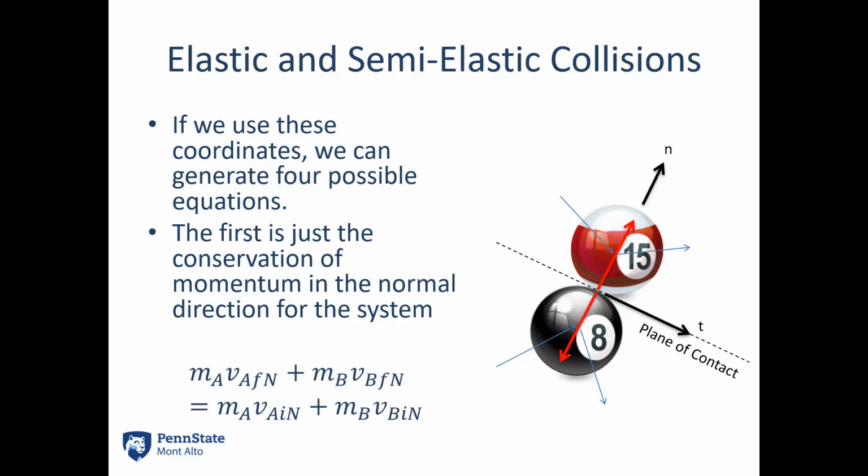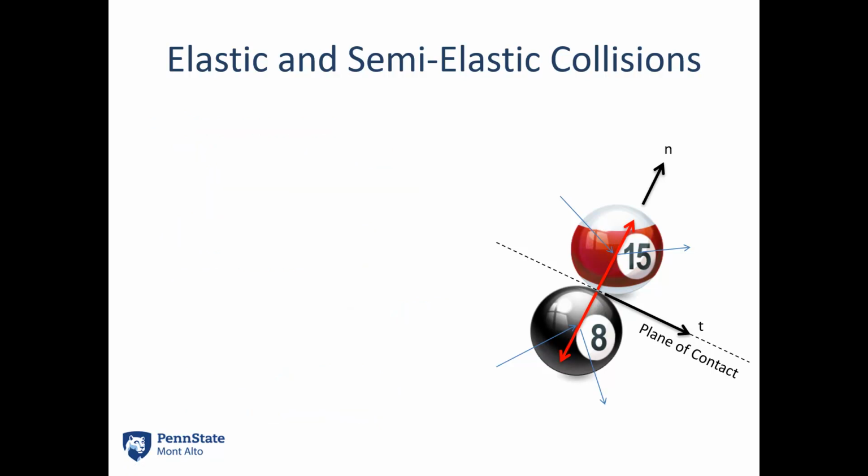So this looks like what we had for x and y, except it's in the normal direction. So final momentum of particle A in the n direction plus the final momentum of particle B in the n direction is equal to the initial momentum of particle A in the n direction plus the initial momentum of particle B in the n direction. All right, so that's equation number one.